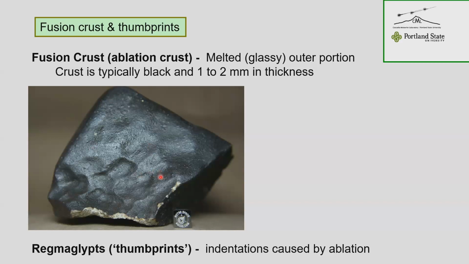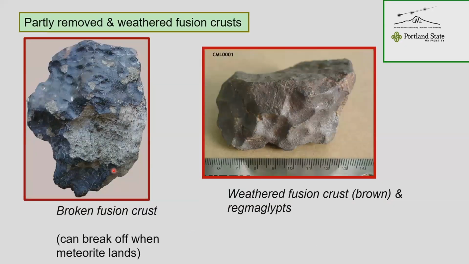And the glass is typically dark in color, usually black, and between 1 to 2 millimeters in thickness. But it depends on what kind of object you're melting, of course. And you also have these features called regmaglypts. We call these thumbprints. And these are just indentations that you can find in meteorites caused by the ablation process. So these are some of the easiest ways you can identify a meteorite in the field if you were to encounter one.